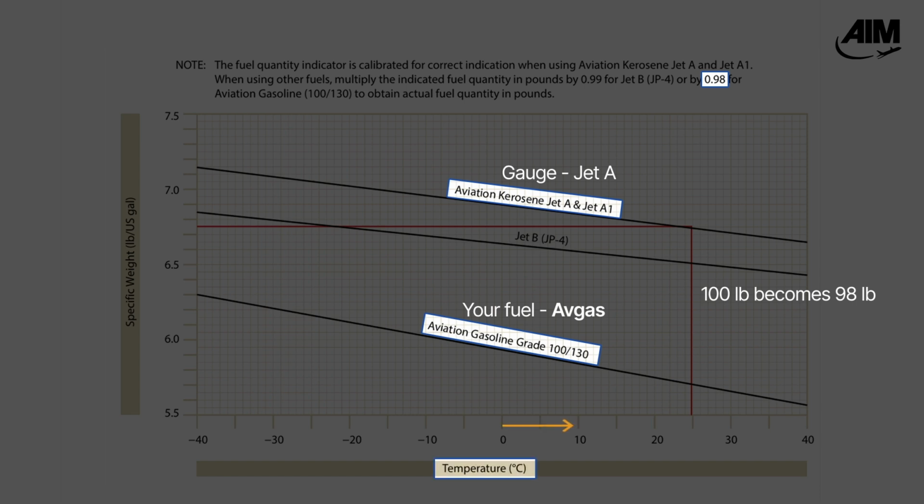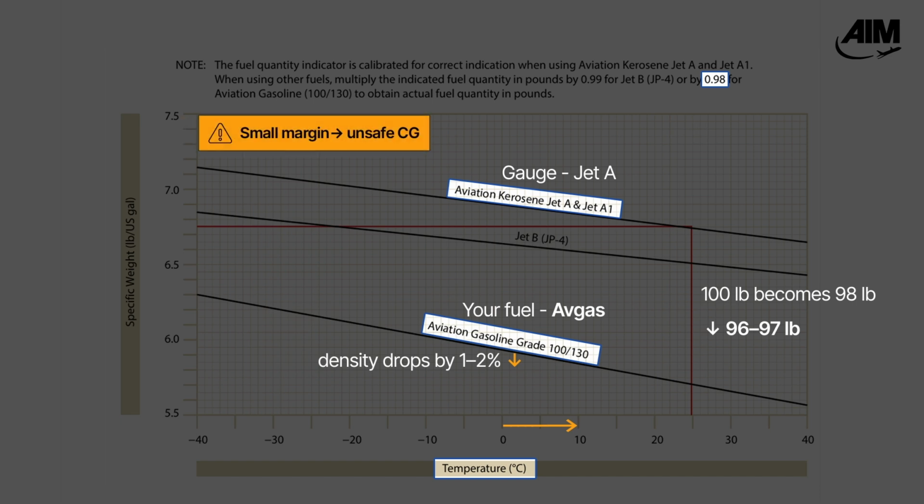Next, factor in temperature. At 10 degrees Celsius, fuel density drops by another 1 to 2%. That means your 100-pound reading may actually represent only 96 to 97 pounds of usable fuel. Even that small margin could shift a fully loaded aircraft beyond safe CG limits. So how do you read charts the right way and avoid errors like that?